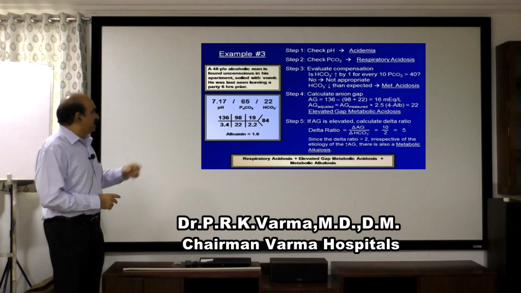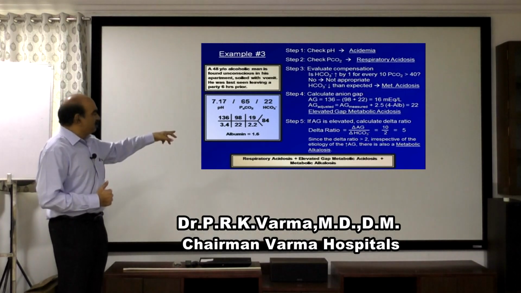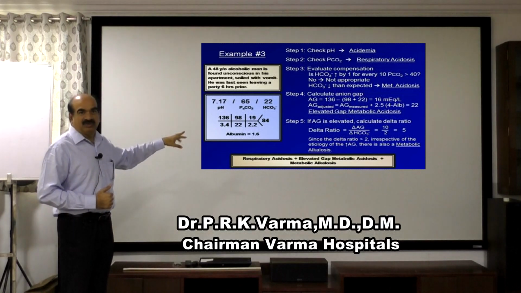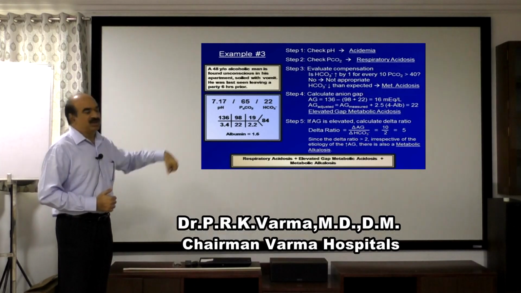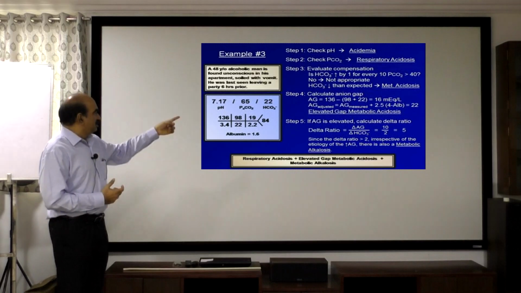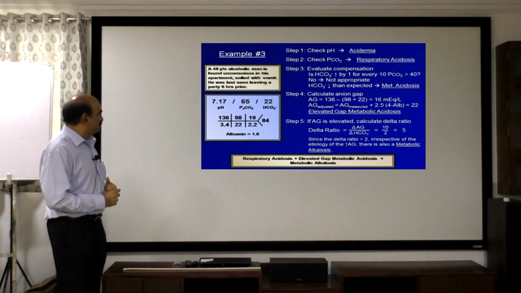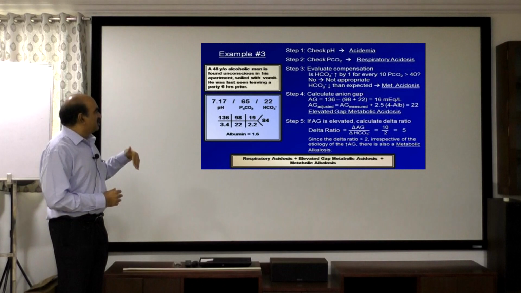Calculate anion gap. Here anion gap is 16, but here albumin is 1.6. So we have to adjust anion gap with albumin level. Again, elevated gap, metabolic acidosis. Then the fifth step is calculate delta ratio.